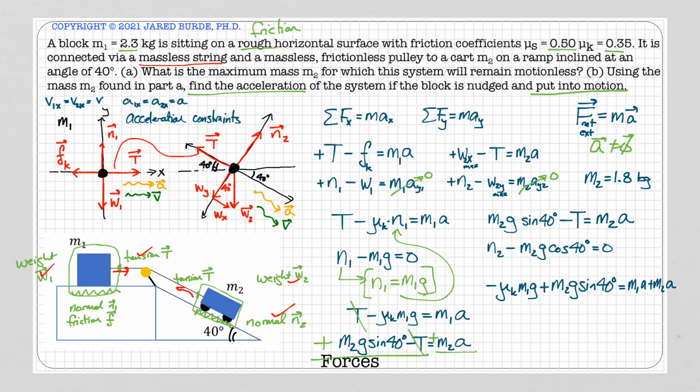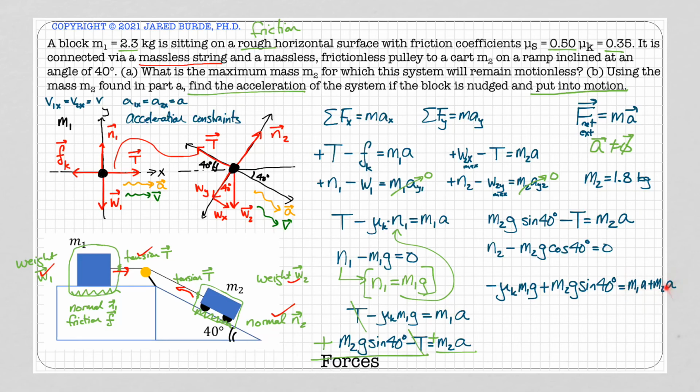What you'll notice here is I have 2 forces. These are my 2 external forces driving my system. I have the weight of block 2 pulling me down. I have the frictional force on block 1 holding me back. Those are the 2 external forces. All the other forces are internal to the system or are otherwise balanced out.